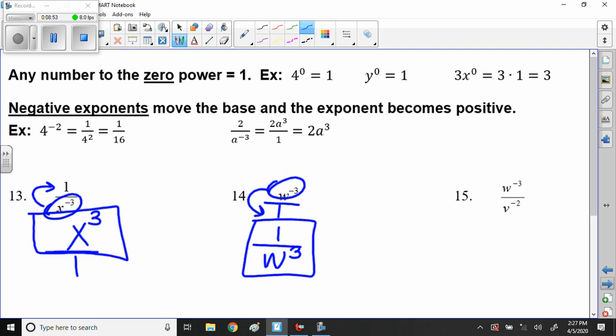On number 15, these two both have negative exponents on them, so one's going to go down here and one's going to go up here. So I'm going to have w to the positive 3 and I'm going to have v to the positive 2 up here.